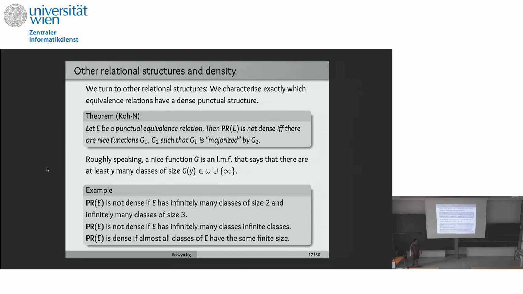So for instance, if you have infinitely many classes of size 2 and infinitely many classes of size 3, then that is not dense, because you can take G1 to be 2 and G2 to be 3. If you have infinitely many infinite classes, then it's also not dense, because you can take G2 to be infinity. That majorizes any G1. And if almost every class has the same finite size, then obviously you cannot separate G1 and G2, so that is dense. Okay, so that's the situation so far.